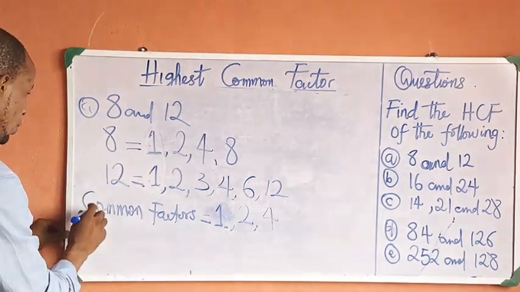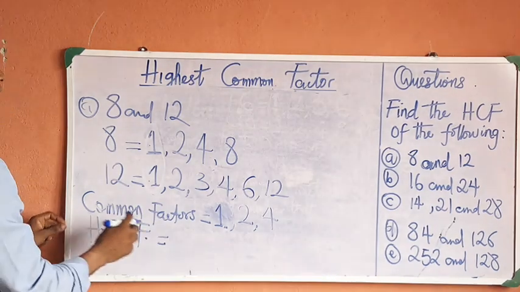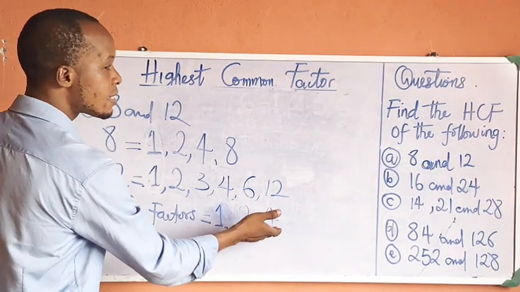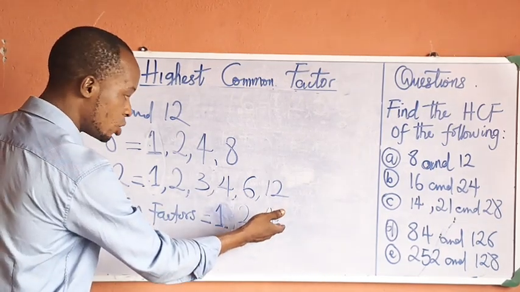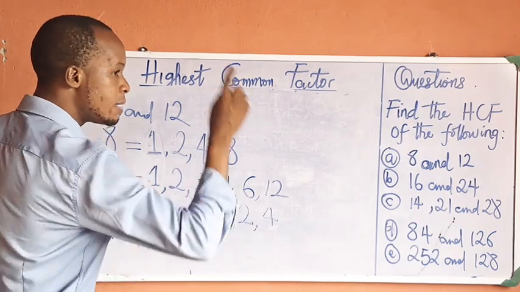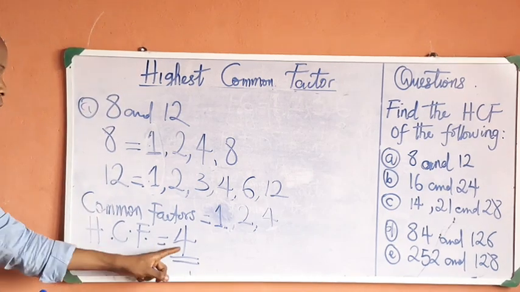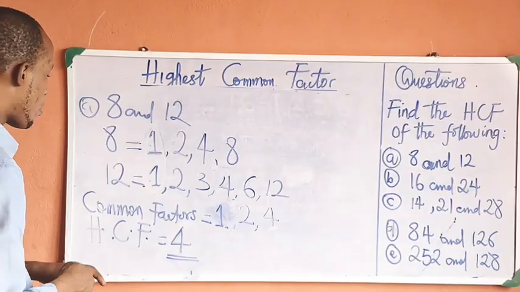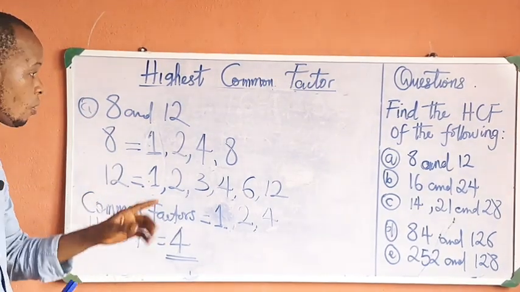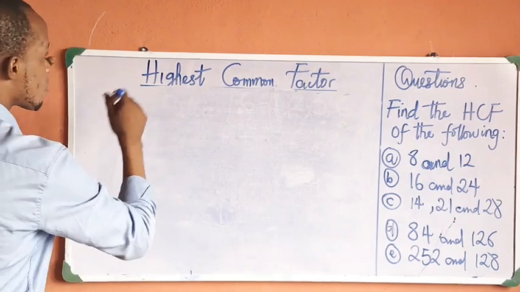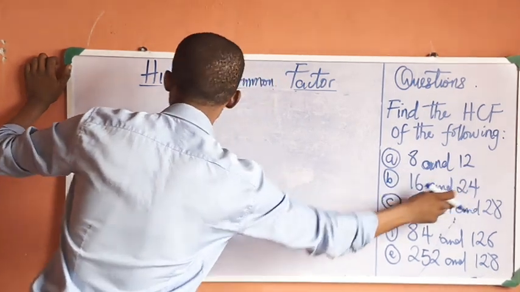So what's next? We will now look for the highest common factor, HCF. The highest common factor is the biggest number in the common factors. Look at the common factors you have calculated. Which of the numbers is the highest or the biggest? That number is 4. So, in other words, 4 is the highest common factor of 8 and 12. Okay, the second question says that we are to look for the highest common factor of 16 and 24.